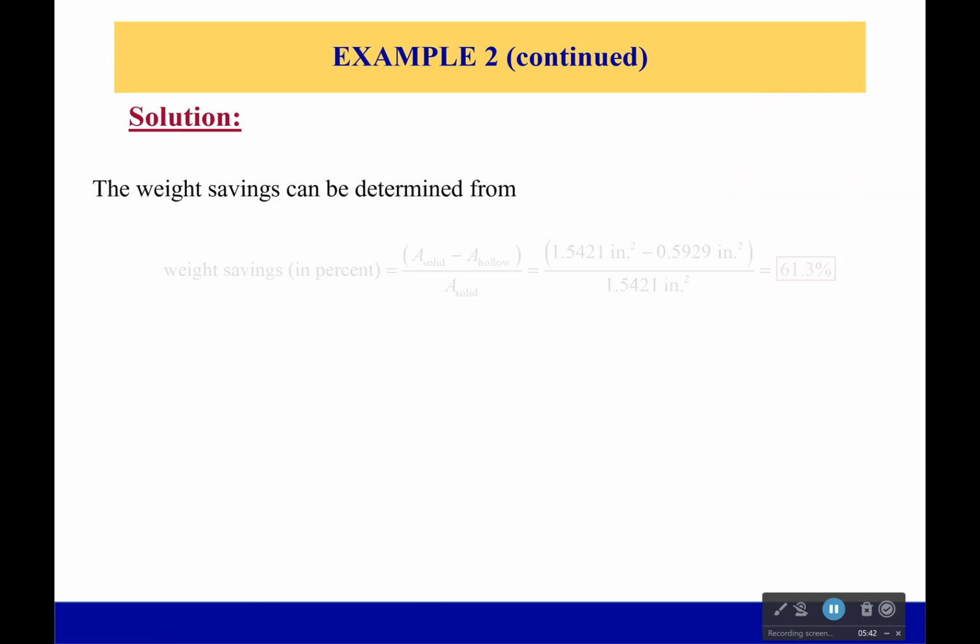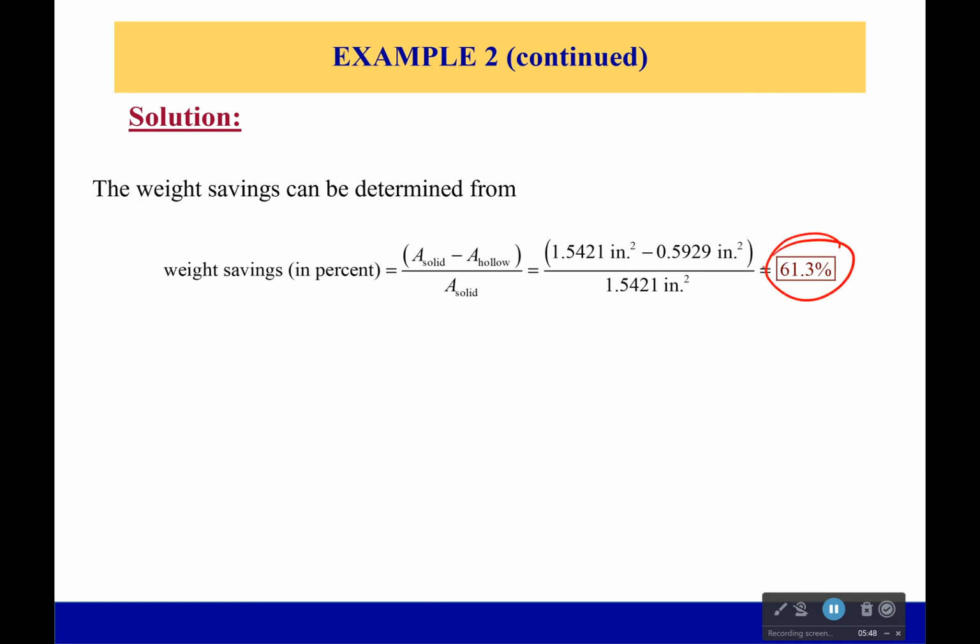And we can determine the weight savings by taking the percent difference. We get that we would save 61.3% in volume of material or weight of material by switching from the solid shaft to the hollow shaft. So that's it for this problem.